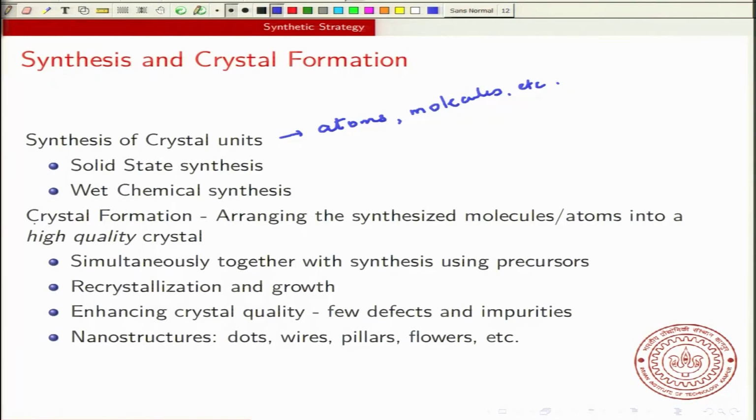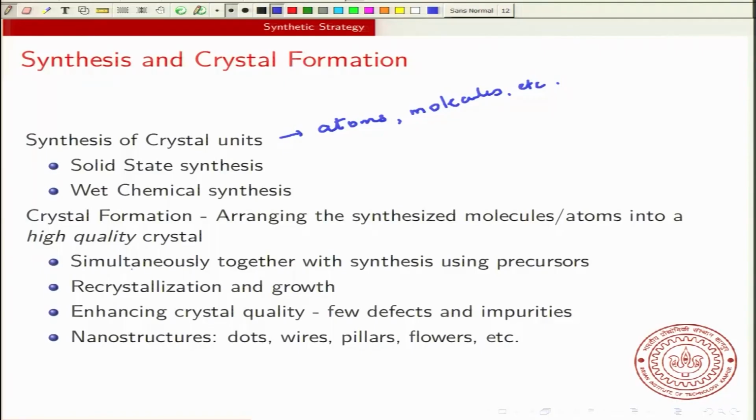The second step, I have called it crystal formation, and here what we do is you arrange the synthesized molecules or atoms into high quality crystals. Okay. So this is where you actually take the molecules that form the solid and you arrange them into a very well ordered pattern that forms high quality crystals.